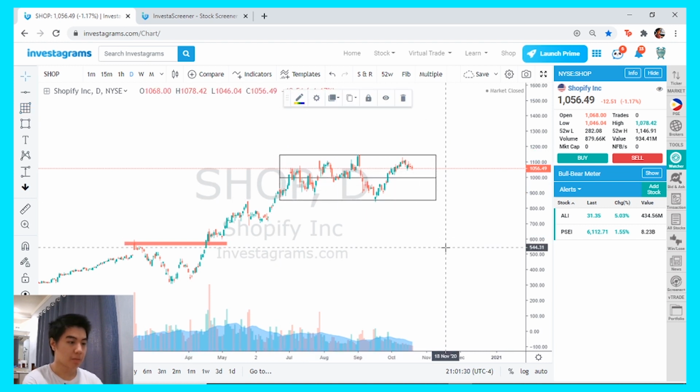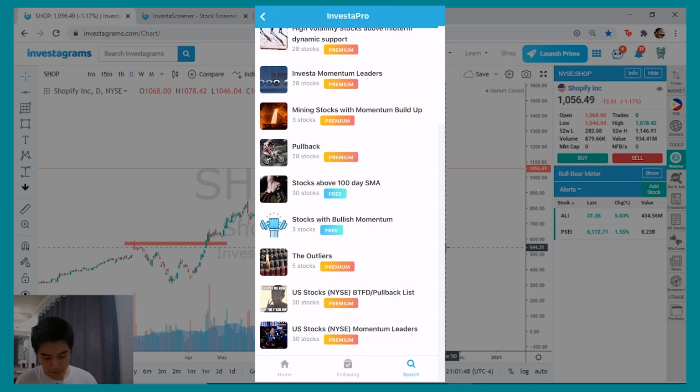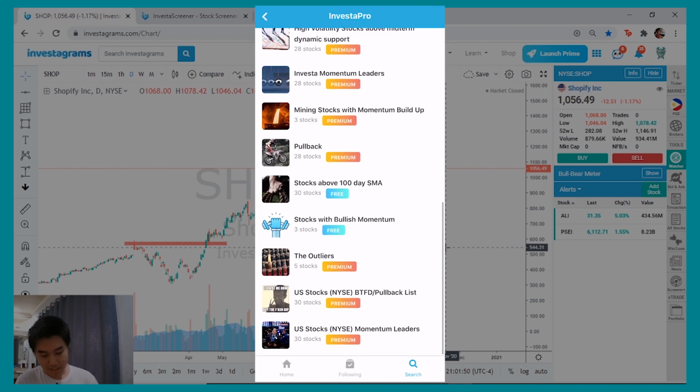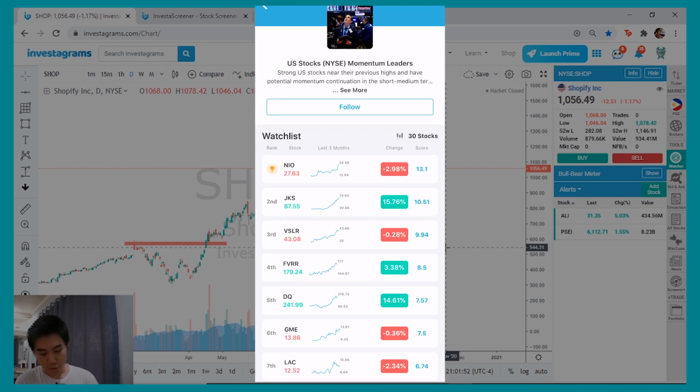So using the Investa Pro, parang sobrang dali na kahit makapag-screen. So ilalabas ko ulit yung Investa Pro kasi gamitin naman natin sa Nasdaq naman. So, New York Stock Exchange pa rin. Pero ngayon, focus natin sa mga momentum. So, strong US stocks near their previous highs na potential momentum continuation in the short to medium term trends.